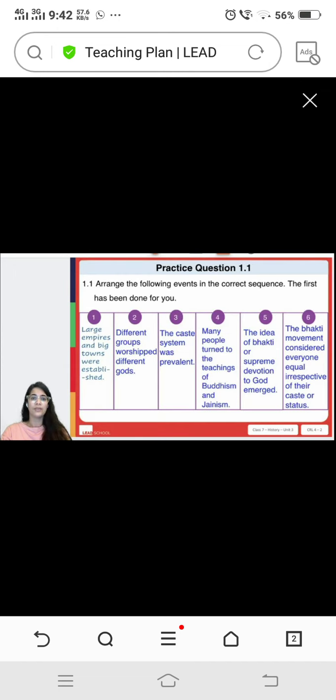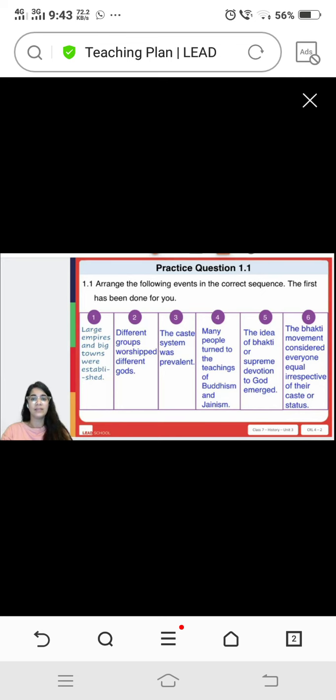The question said to arrange the following events in the correct sequence. The first is that large empires and big towns were established. The second is that different groups worship different gods. The third is that the caste system was prevalent. The fourth is that many people turned to the teachings of Buddhism and Jainism.